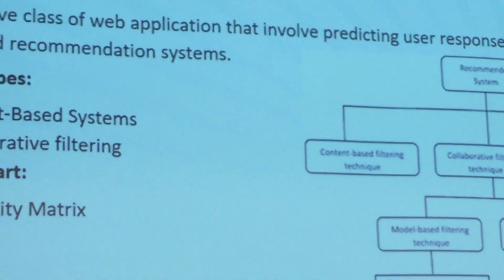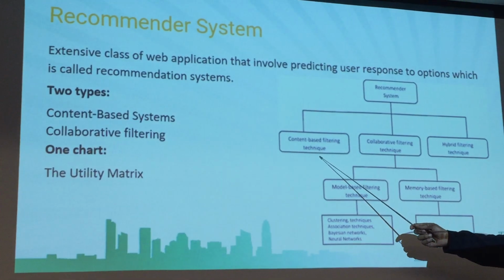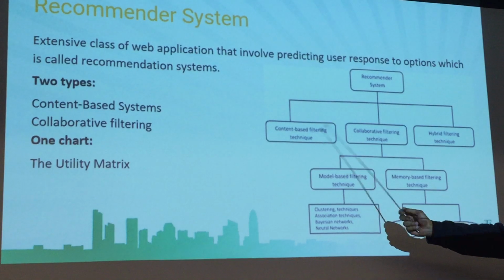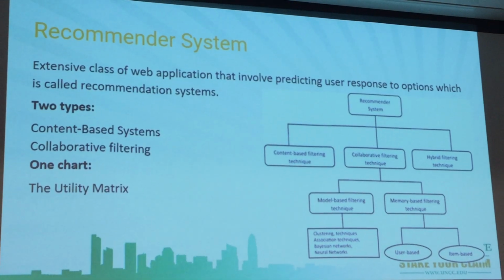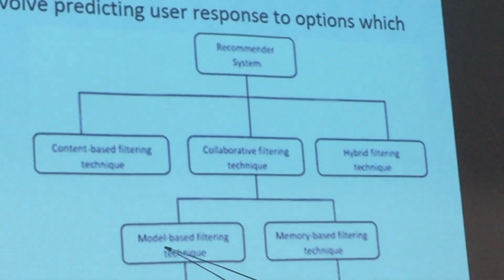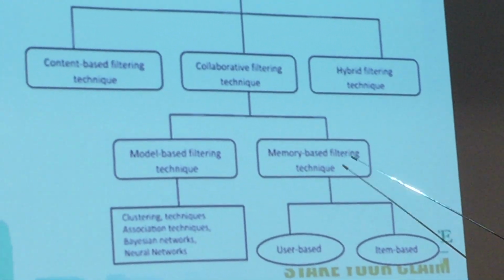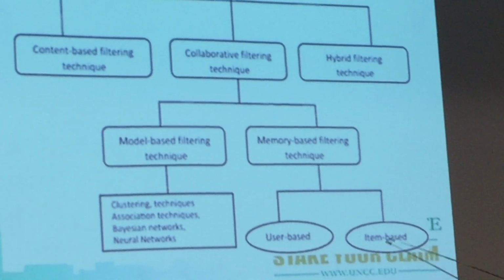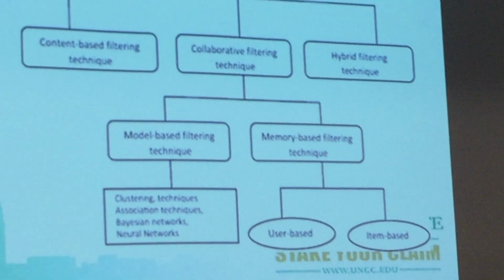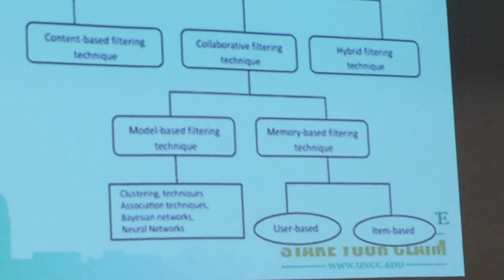Coming to the different types of recommendation systems, there is a content-based recommendation system, there is collaborative-based, and there is hybrid, which is a combination of content and collaborative-based recommendation. There is a further classification of collaborative filtering, where it can be model-based filtering or memory-based filtering. Memory-based can be either user-based or item-based. User-based uses the similarity between the users, and item-based uses the similarity between the items we are trying to recommend to the users.